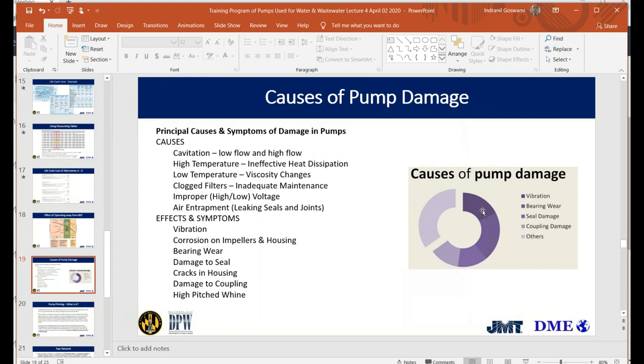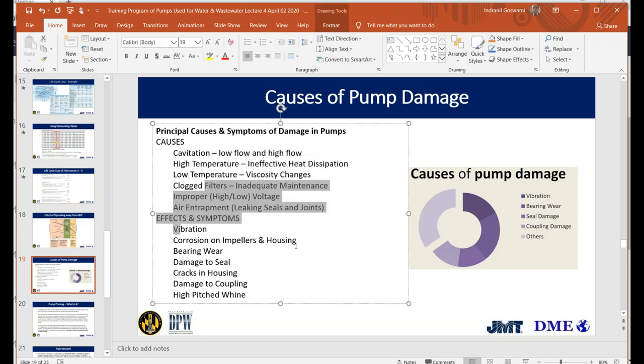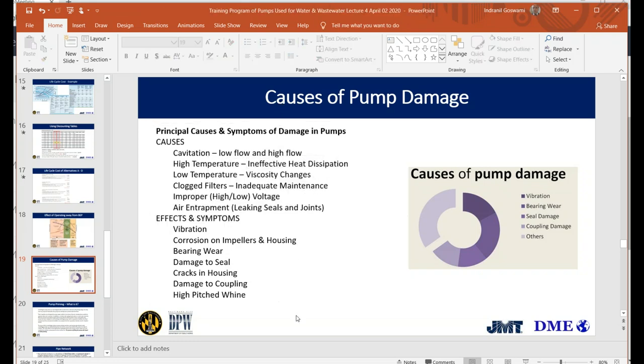Causes of pump damage, we have talked about these in terms of cavitation, which causes vibration, corrosion, wearing of bearings, and the vibration indirectly then causing bearing wear, seal damage, leakage, environmental costs. So one thing leading to another, like a cascade of events, if the primary problem is not solved.